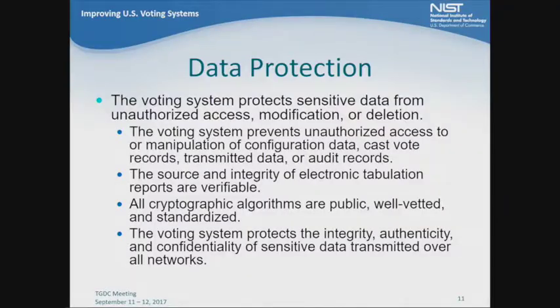So for the principle, we have the voting system protects sensitive data from unauthorized access, modification, or deletion. And then for our 4 requirements, we have that the voting system prevents the unauthorized access or manipulation of configuration data, cast vote records, transmitted data, or audit records. The second guideline is that the source and integrity of electronic tabulation reports are verifiable. Third, we cover the cryptographic algorithms that are public, well-vetted, and standardized. And finally, the voting system protects the integrity, authenticity, and confidentiality of sensitive data transmitted over all networks.